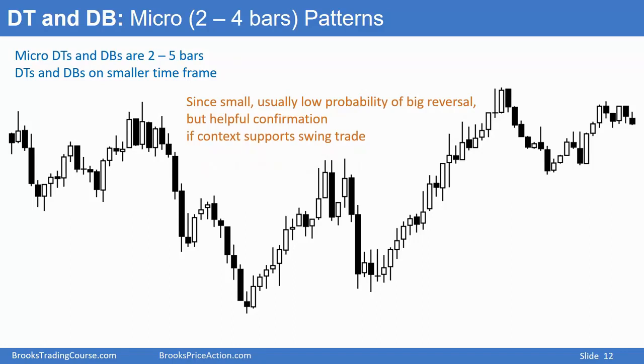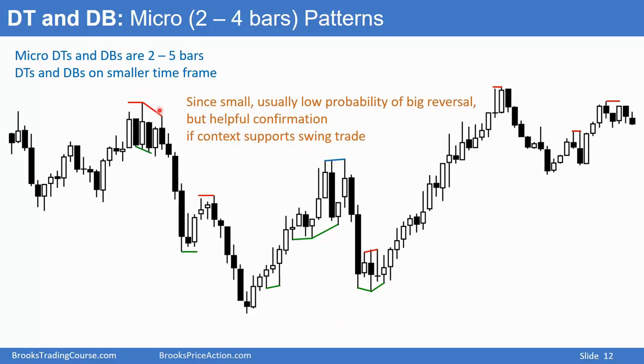Micro double top, small probability of a big reversal, but it's usually important confirmation if it's also part of a bigger double top. It increases the probability. For example, we have a 3-bar or 4-bar double top here. I call it a micro double top, micro double bottom here. But this micro double bottom is testing this low. This micro double bottom is the end of a second leg and a bigger double bottom. This micro double top is the end of a second leg and a bigger double top.